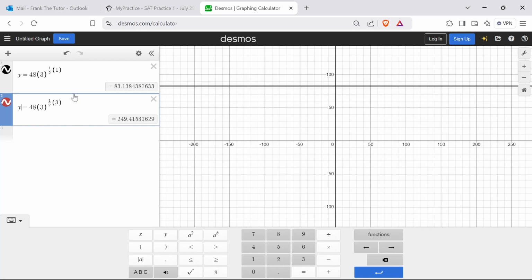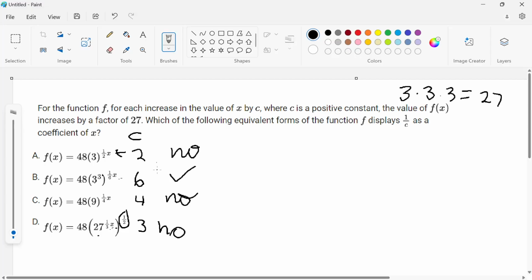So, did this increase by a factor of 27? 249 divided by 27 is around 9.2. So no, it did not increase by a factor of 27. 83 times 27, the new one should equal somewhere around 2,241. So A is out. I'll try B.